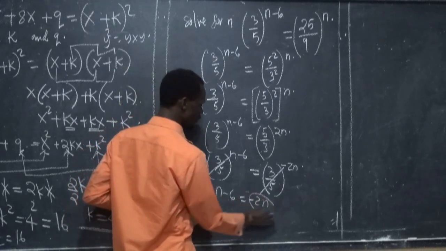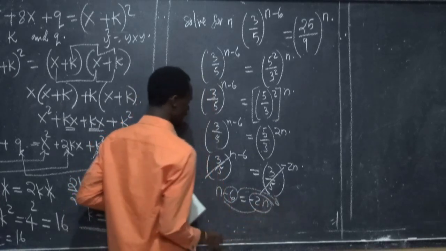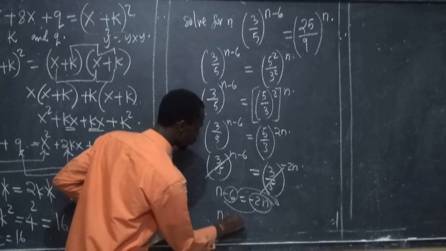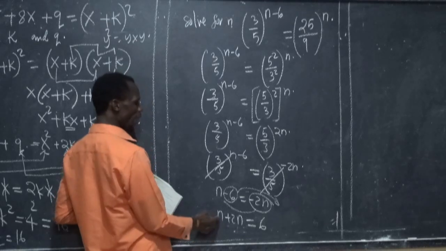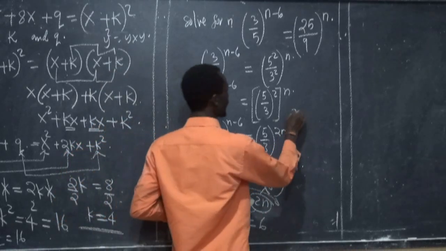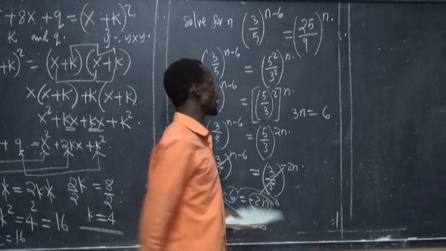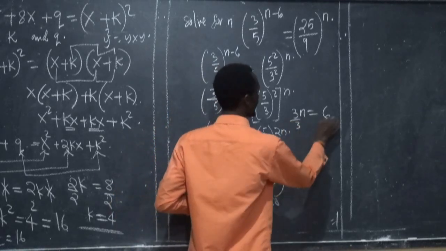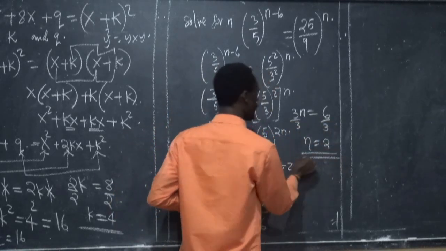Now this is negative 2n brought here, and this is negative 6 taken to the other side. Then it becomes n positive 2n is equal to 6. Then n positive 2n, we have 3n is equal now to 6. According to algebraic principle, now we divide it by 3 both times. Now n is equal to 2. That is the value of n.